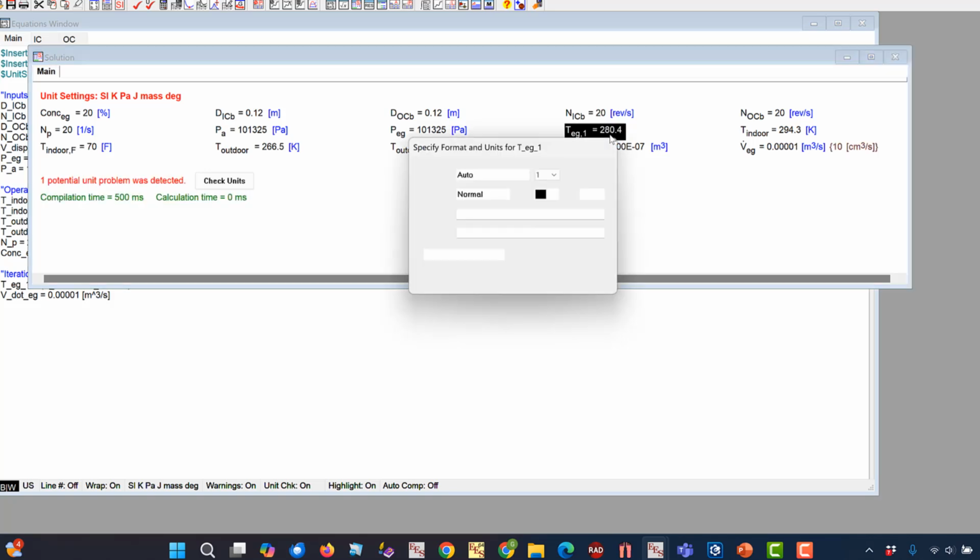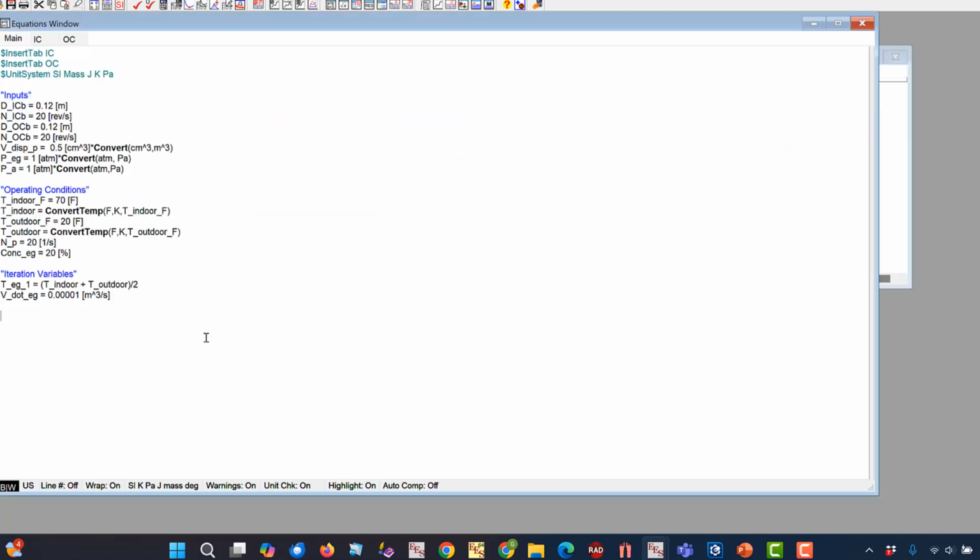There's another unit error, I might as well fix that right away. What else? I have the volumetric flow rate on the two air sides. So V dot A IC, and this is going to be initially 0.06 meters cubed per second, and then same thing here. V dot A OC is 0.06 meters cubed per second.